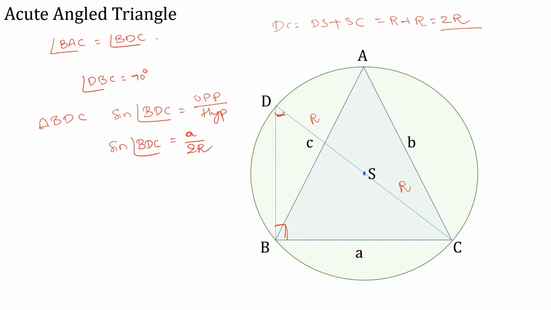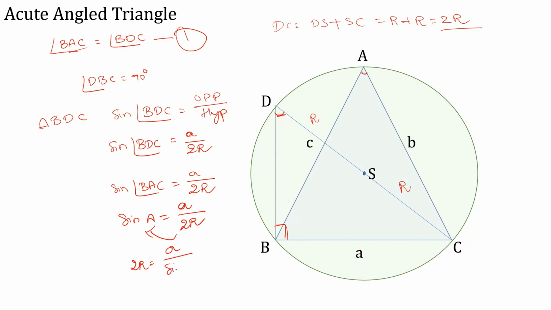But from this equation, angle BDC is nothing but angle BAC. That is, sine of angle BAC is equal to a upon 2R. But angle BAC is nothing but angle A for the triangle ABC. So we can write this as sine A is equal to a upon 2R, or if we rearrange this, we can write 2R is equal to a upon sine A. So in this way, we can prove it for angle A.